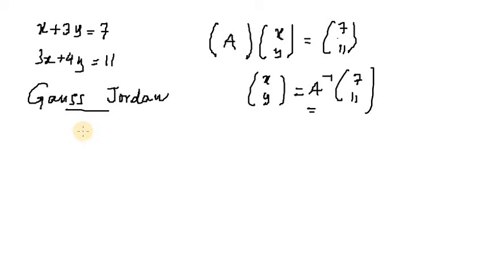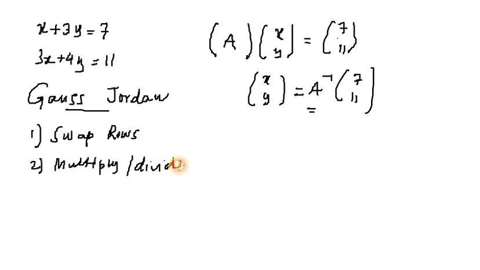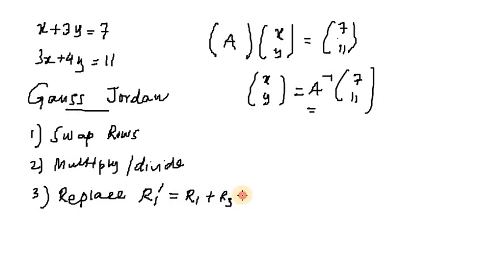The allowed steps are: you can swap rows, you can multiply or divide each element of a row by a constant, and you can replace a row by addition and subtraction of multiples of other rows present in the matrix. These three row operations are allowed. No column operations are allowed, but using this you can calculate both things: the inverse of a matrix as well as the solution of linear equations.